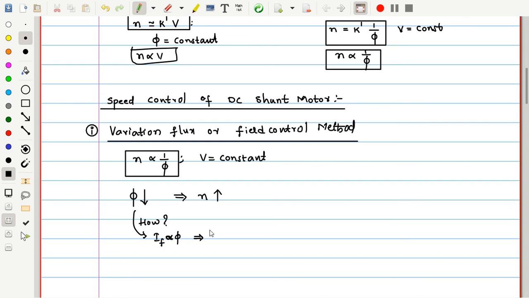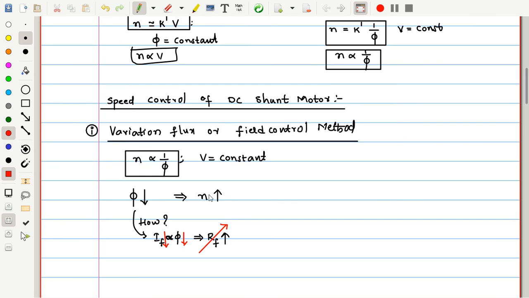How can I reduce the field current? If I have any variable in the field winding, that is the field winding resistance. If I increase this resistance, current will be reduced, so thereby flux will be reduced. If flux reduces, speed will increase. So this is the field flux control method. Instead of varying the field directly, we don't have any control over the field, but an indirect control is there, that is the field winding resistance. If I increase the field winding resistance, the field current reduces, thereby field flux reduces.